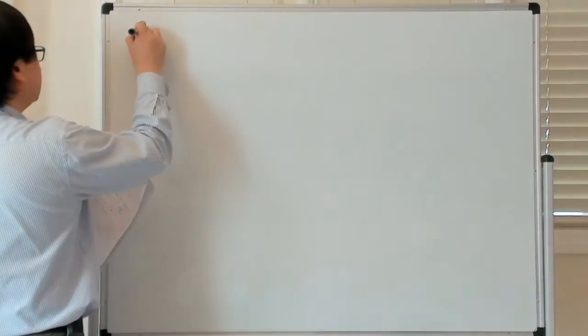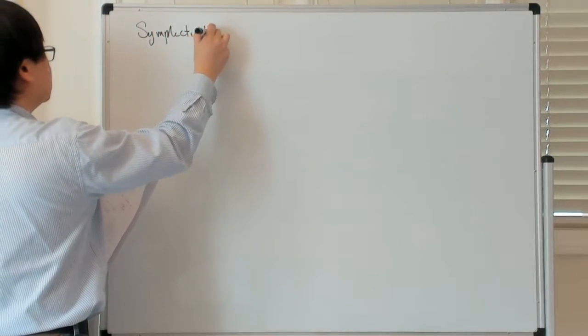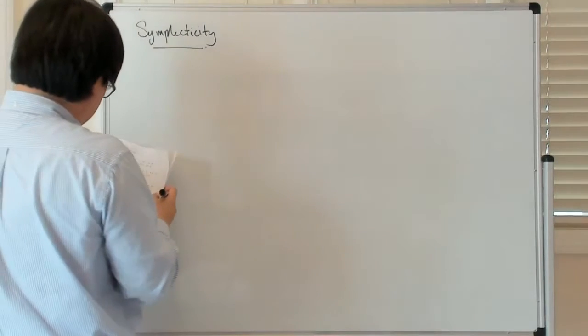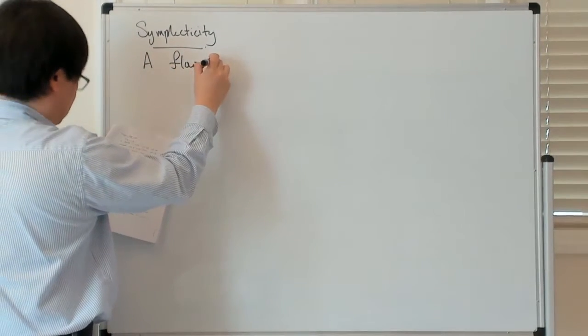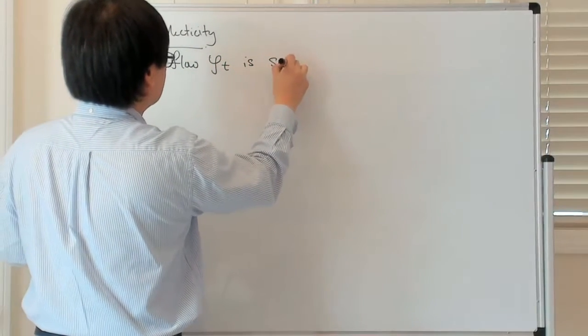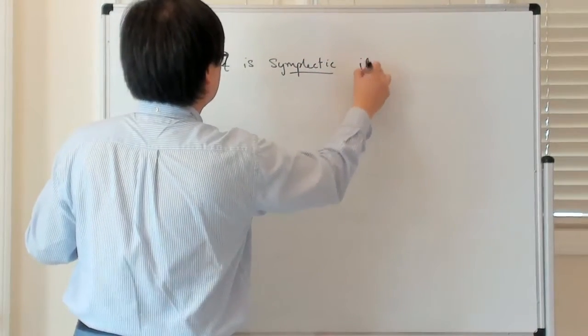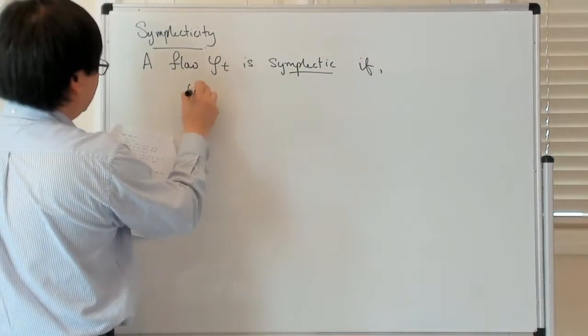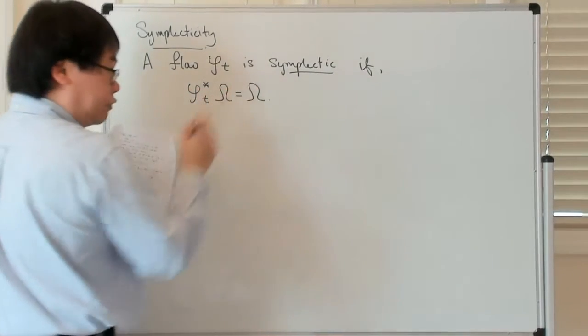So symplecticity, what does that mean? Okay, so a flow map is symplectic if the following is true: that the pullback of the symplectic form is the symplectic form itself.